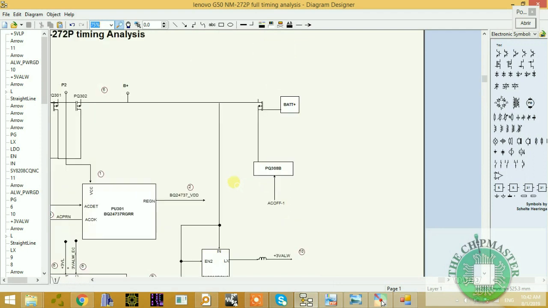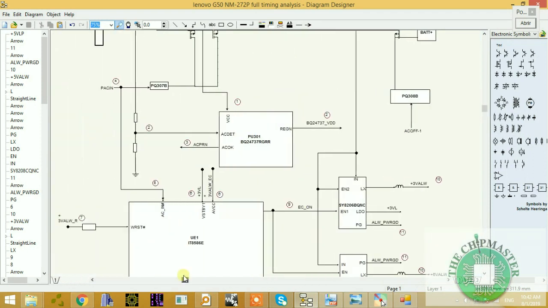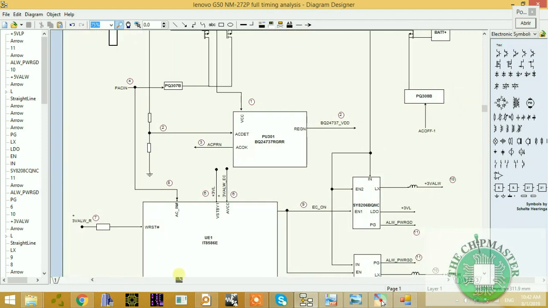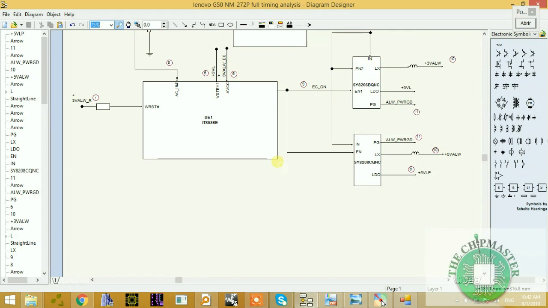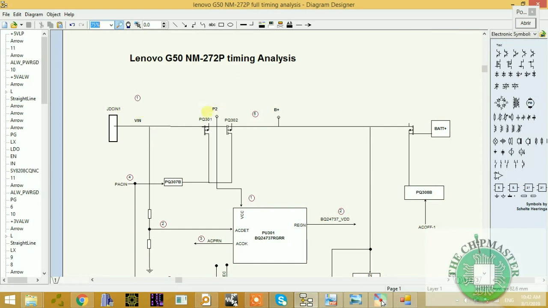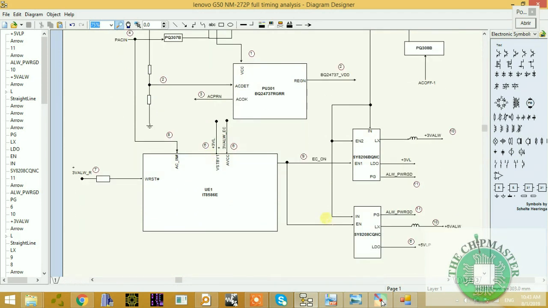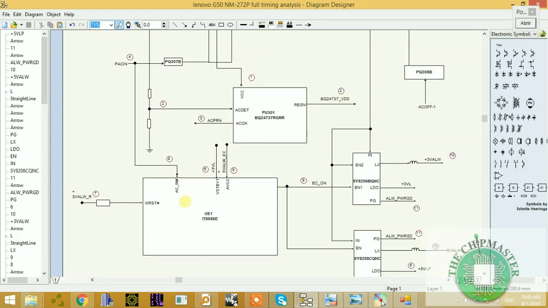Alright, and this is the timing. It's getting there, and you should follow this timing. Right, I will give this in paid classes. I will give this timing for reference, so you can follow the steps for a specific board. As you can see, this is for the Lenovo G0-70 NM-272, and this is the timing analysis with step-by-step working conditions and different steps in the area you're repairing.